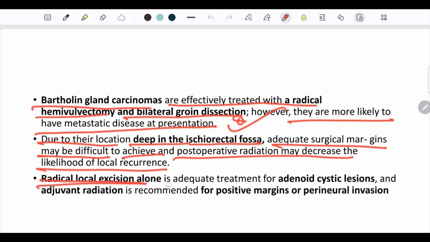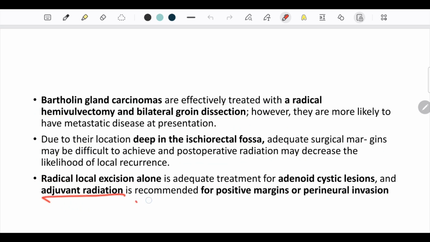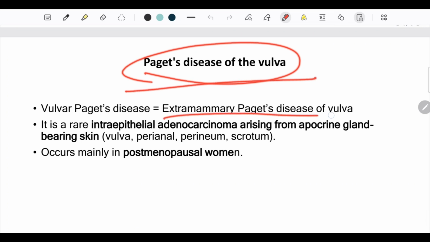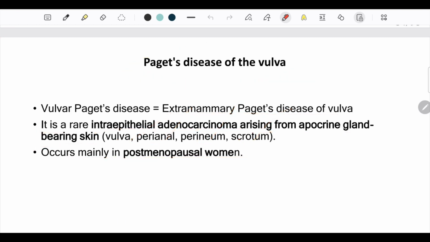Radical local excision alone is adequate treatment for adenoid cystic lesions, and adjuvant radiation is recommended for positive margin or perineural invasion. Paget's disease of vulva is known as extramammary Paget's disease. It is a rare intraepithelial adenocarcinoma arising from the apocrine gland bearing skin like vulva, perianal area, perineum, scrotum. It occurs mainly in postmenopausal women.